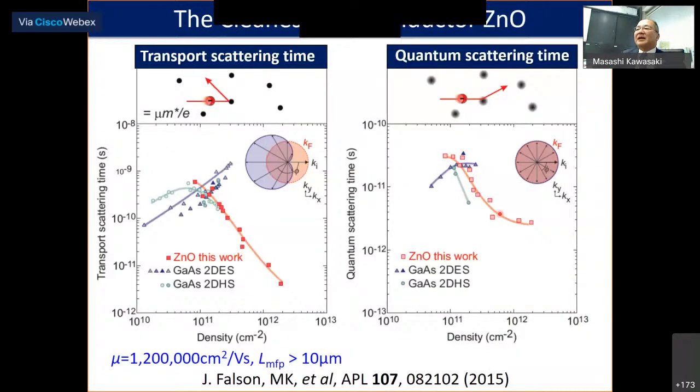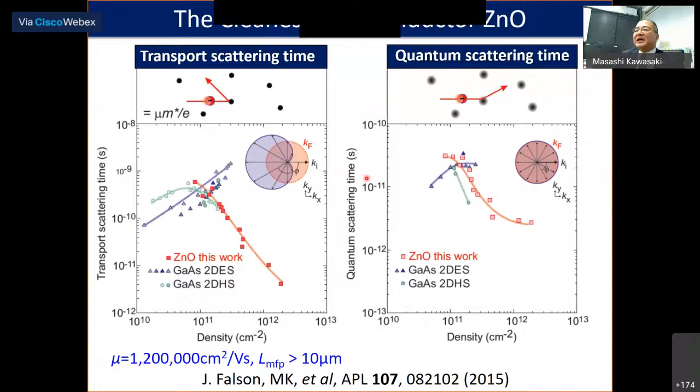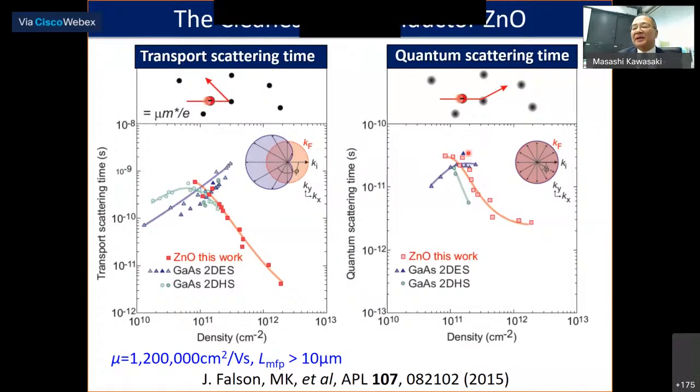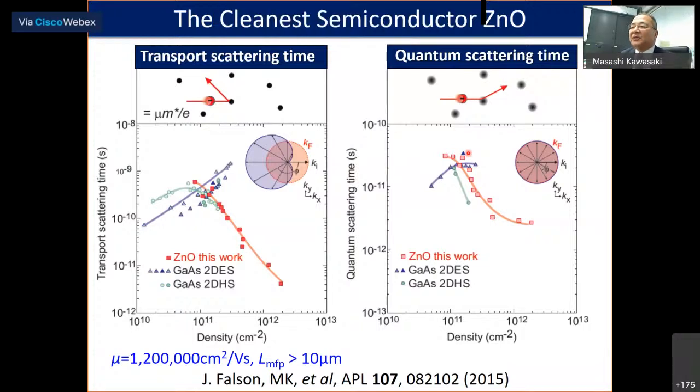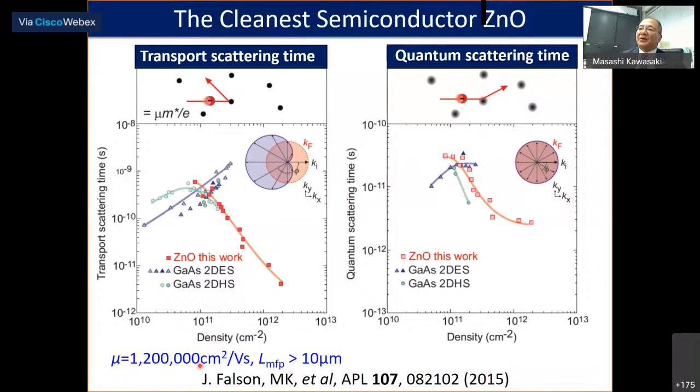And if you compare this quantum scattering time with gallium arsenide, this blue is gallium arsenide, the best quality heterostructures, and this red is zinc oxide. As you can see, the quantum scattering time is similar. So the oxide semiconductor can be as clean as the best gallium arsenide, the mean free path is like 10 micron, and mobility exceeds 1 million. So having that kind of sample, you can now enjoy very interesting correlation physics.